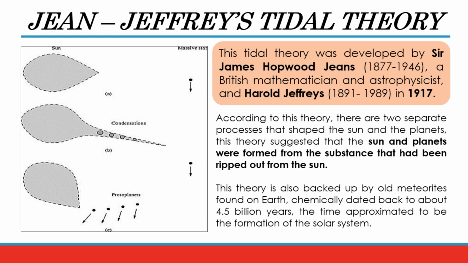Well, they suggested that a star must have traveled past the sun, where the tidal force, or the gravitational pull, between the moving star and the sun pulled large quantities of matter out of the sun and the moving star. Some of the drawn-out matter quickly cooled to become solid bodies called planetesimals. This theory is also backed up by old meteorites found on Earth, chemically dated back to about 4.5 billion years, the time approximated to be the formation of the solar system.